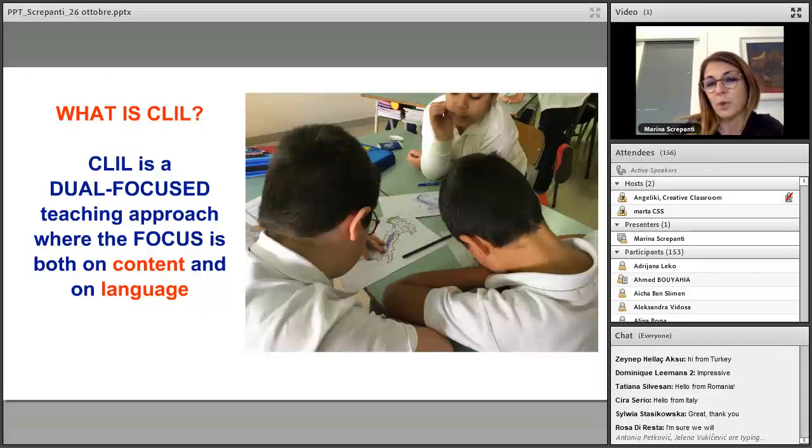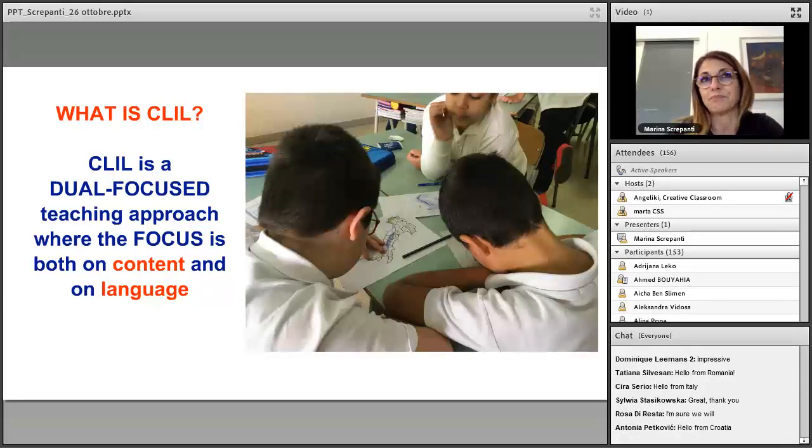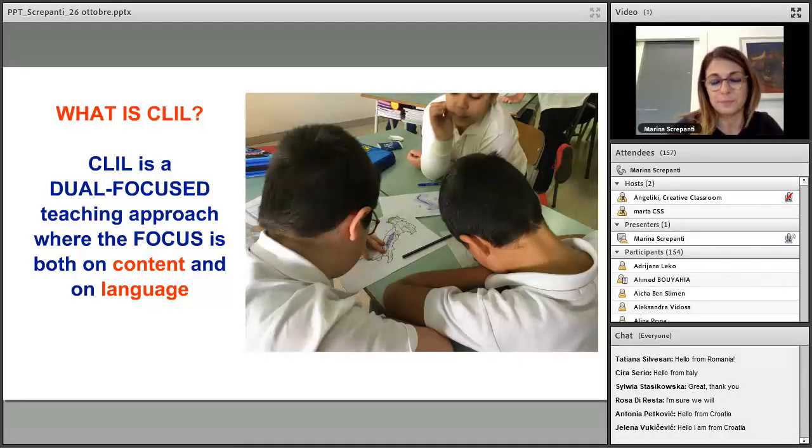CLIL, what is CLIL? It's important to understand what CLIL is, because normally we find books that are full of pages that are called CLIL activities, but they are just pages that students have to fill with names or words, etc. But they are not CLIL, because CLIL is a plan, is a process. And we will see this process during the presentation. So it's important to underline that CLIL is dual focused. So the teaching approach is focused both on content and on language.